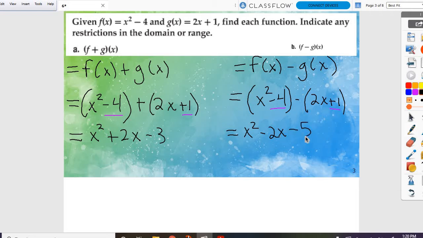A really common mistake that I see is that people just subtract that first number, but they forget to apply the negative to the second number. So just make sure that you apply that negative to everything in that g of x. And because all of these are polynomials, for the most part, I'm not really worried about what our range is going to be. I just care about restrictions on our domain. And since all of these are polynomials, there are no restrictions, which is nice.